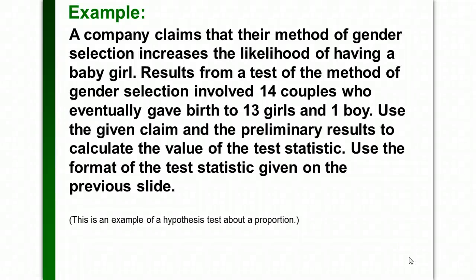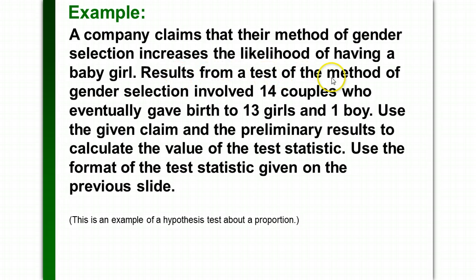Alright, this is an example of a hypothesis test, just so you can get the idea of what it is we're doing when we do one of these. Again, we're going to do most of this on our calculator, but it's really important that you can visualize what's going on here. We have a company claiming that their method of gender selection increases the likelihood of having a baby girl.